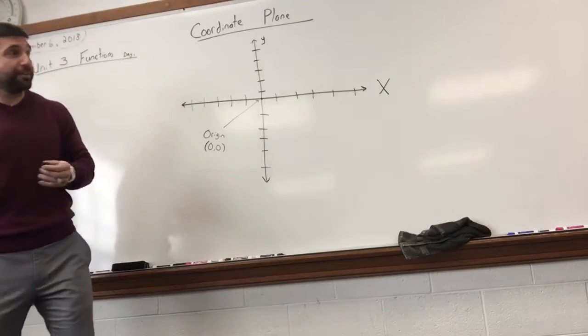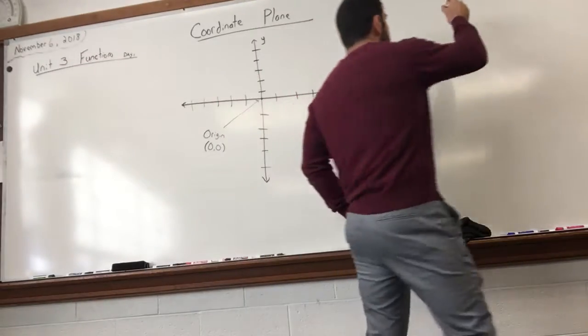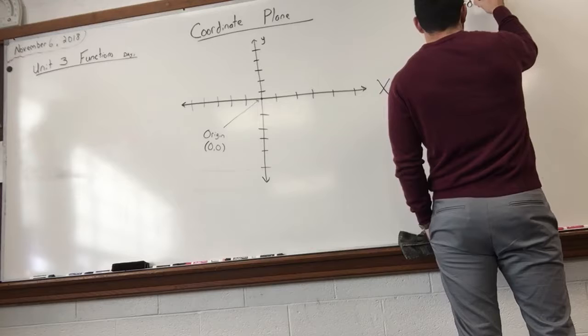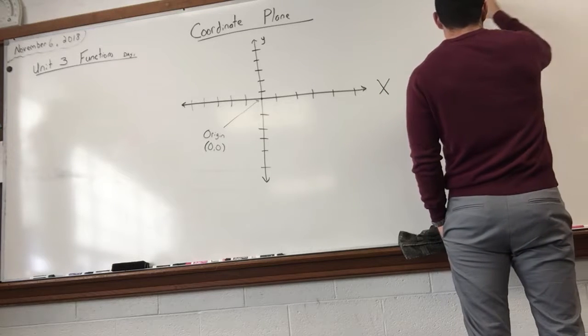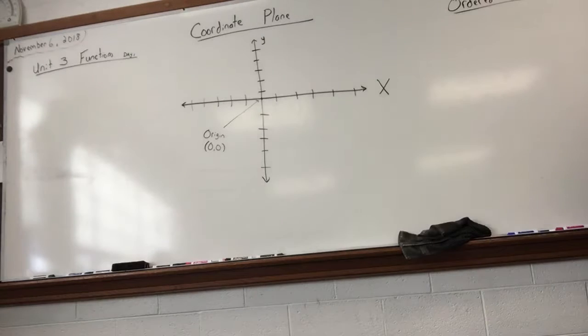What will we be graphing? We will be graphing what is called ordered pairs. Okay? An ordered pair is always in the same order. One letter will always come before another letter.